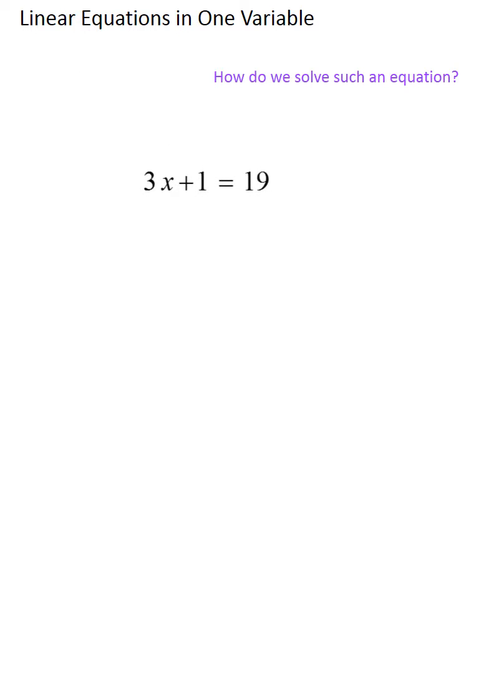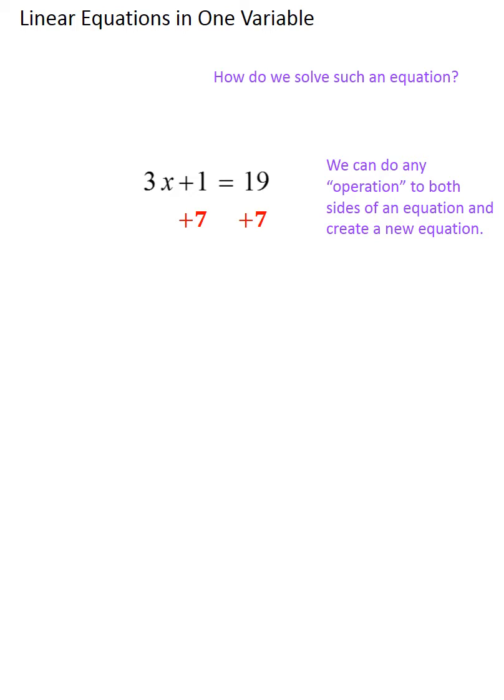Well, there's a rule that guides equation solving. It states that we can do any math operation to both sides of an equation. Okay, well, if I can do any math operation to both sides, can I add 7 to both sides? Well, let's examine what would happen if I did. If I were to add 7 to both sides, I would get this statement.